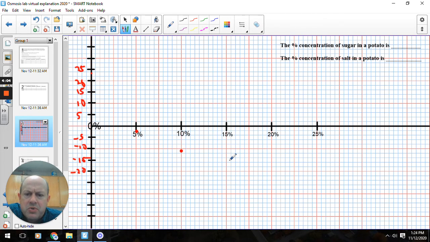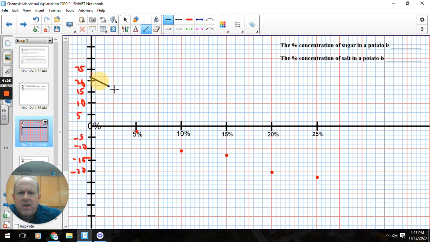For the 15% cup, maybe it was like negative 12% change in mass. So we'd put one maybe about right there. 20%, maybe it was negative 20. And 25%, maybe it was negative 22. So we'd have data that kind of looks like that. And then what we're going to do is make a best fit line. So a best fit is kind of an average between everything.